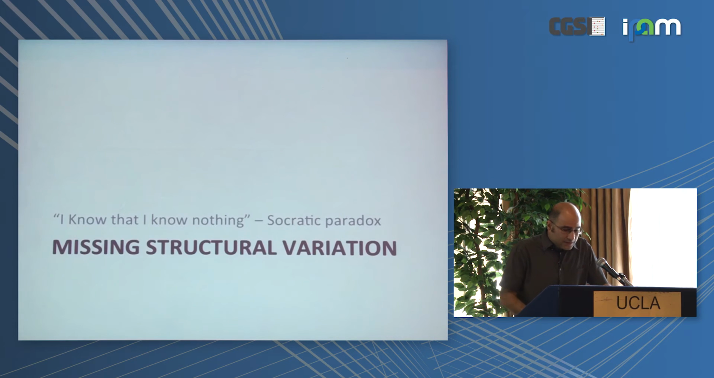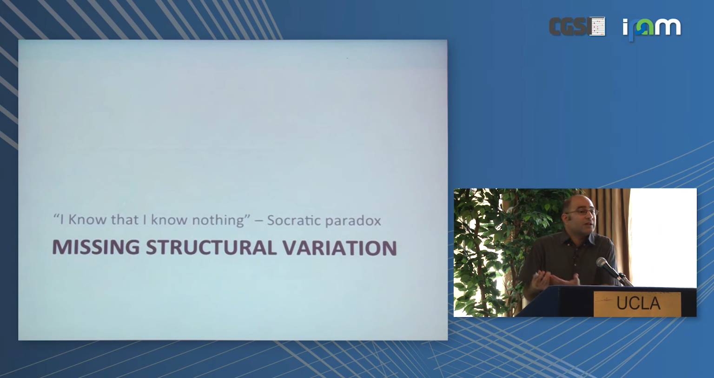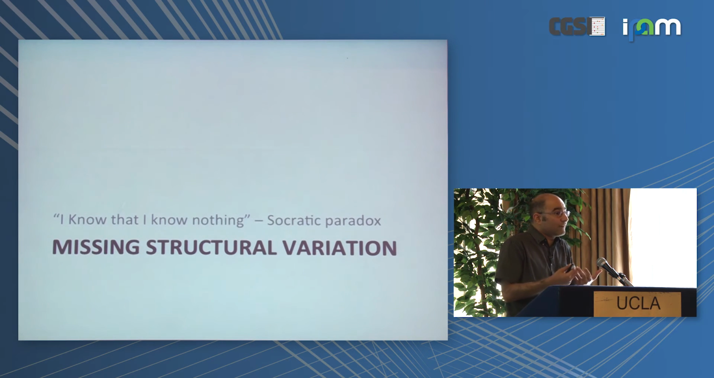Okay, so till now everything looks great. We have methods for calling structural variation. They seem to be working well. We can apply it to the study of population, evolution, and disease. But what are we missing?